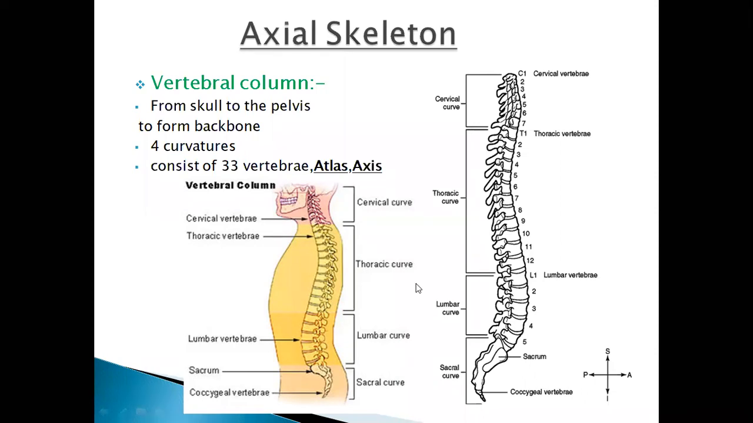Next to them is the lumbar vertebra. The lumbar vertebra starts after the thoracic cavity. It is actually found at the waist region. The waist of your body is present here. This region is known as the lumbar curve, and the vertebrae present here are known as the lumbar vertebrae. And they are total 5 in number. You can see here lumbar vertebrae L1 to L5. So the total number of vertebrae here is 5.